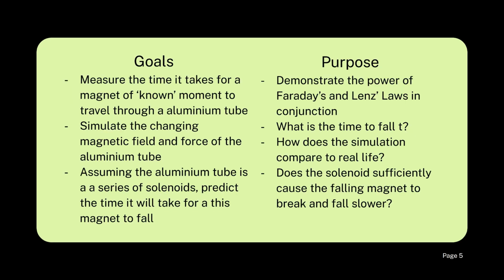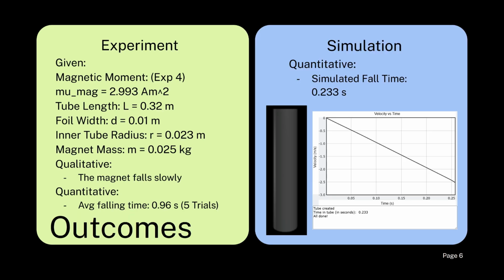So the goals are to measure the time it takes for a magnet of a known moment, which we found in lab 4, to travel through an aluminum tube. We need to simulate the changing magnetic field and force of the aluminum tube. And assuming the aluminum tube is a series of solenoids, solenoid wire loops, that is, we need to predict the time it will take for this magnet to fall. So the purpose is to demonstrate the power of Faraday's and Lenz's law in conjunction with one another. And we need to find what is the fall time, t, and how does the simulation compare to real life? Does the solenoid sufficiently cause the falling magnet to brake and fall slower?